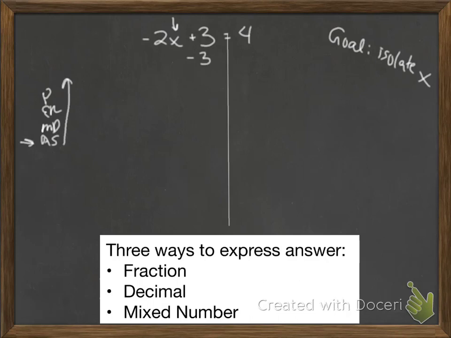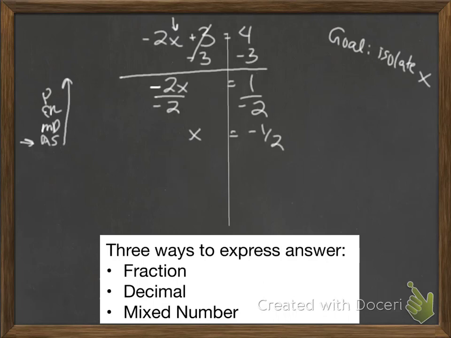So we're going to subtract 3 from both sides. So that gives us negative 2x equals 1. Then we're going to divide by negative 2. And that's going to give me negative 1/2. Okay? So do remember that 1 over negative 2 is the same as negative 1 over 2.